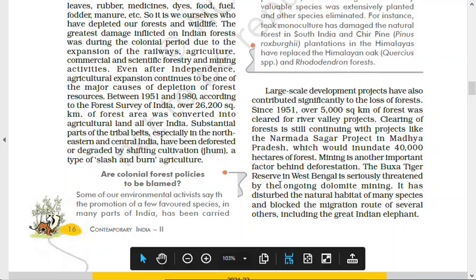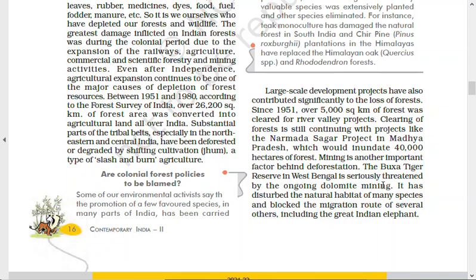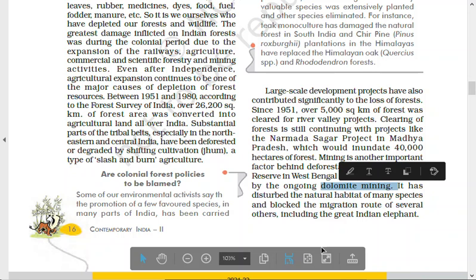So the Buxar Tiger Reserve in West Bengal is seriously threatened by the ongoing dolomite mining. Okay, this dolomite is used for what?